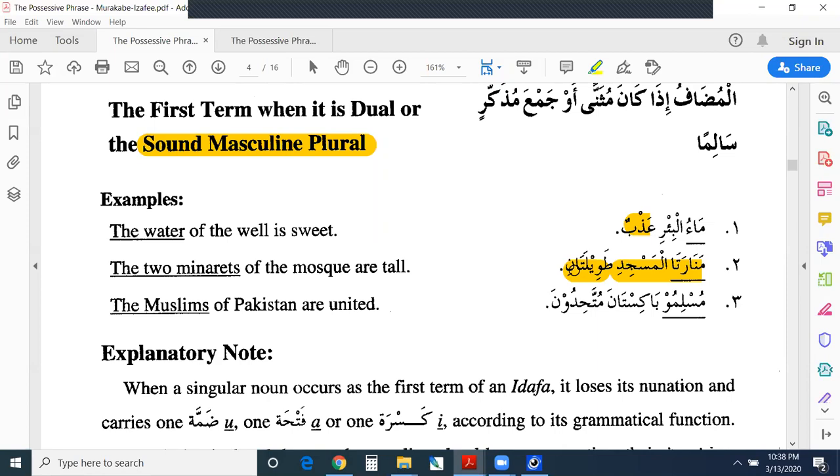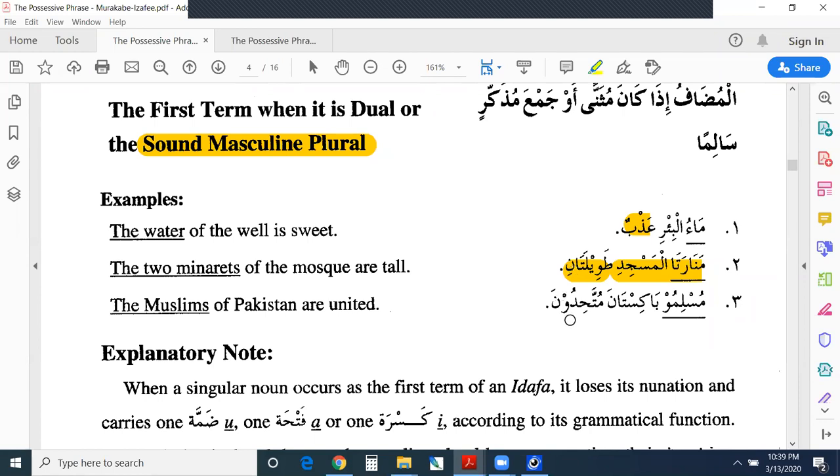Yes, the thing we are trying to talk about is if the manaratani was dual, then the next noun has to be dual. Right? So we are talking about the minarets of the masjid, and we knew there were two minarets, so we cannot say tawilun. We have to say tawilatani because we are dealing with musanna.